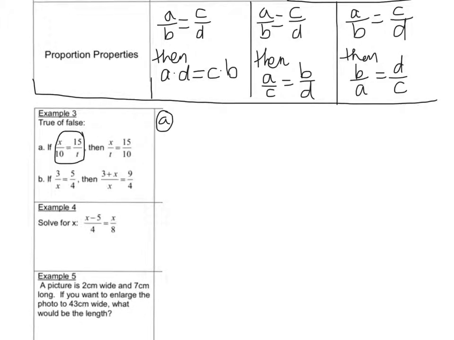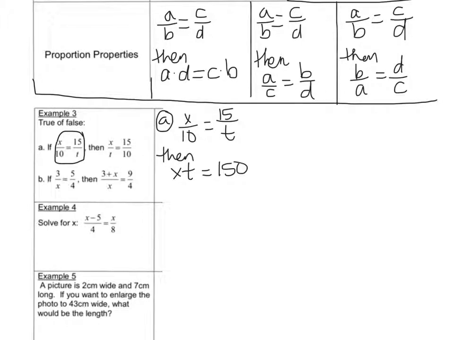So for part A, if x over 10 is equal to 15 over t, well then what can I say? Then I can say that x times t is equal to 150. Where'd the 150 come from? 10 times 15. So now they're asking if this is true, if x times t equals 150, which came from this proportion, is this also true?